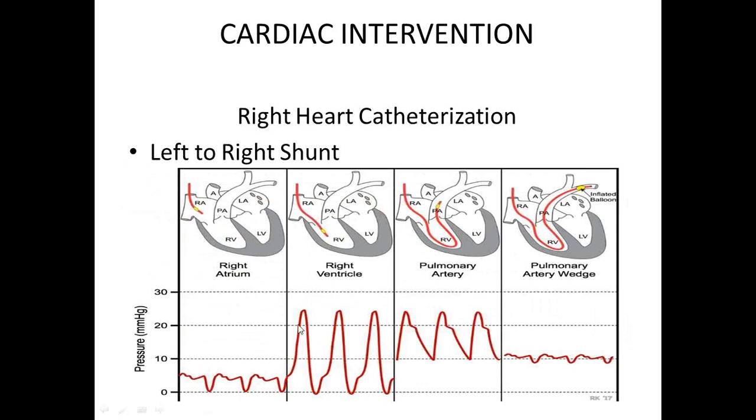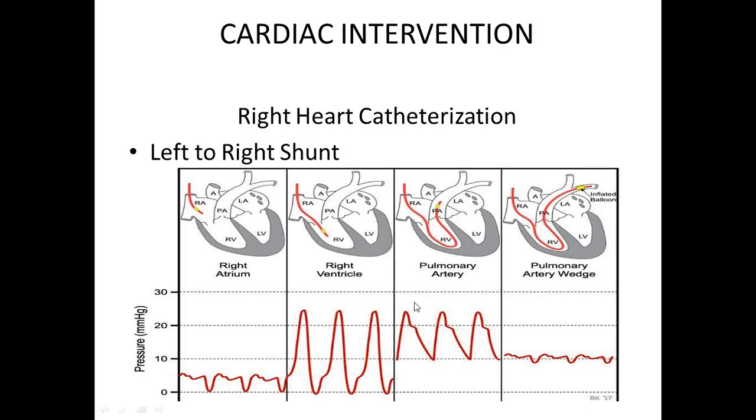And then once you move from your right atrium, you cross the tricuspid valve into the right ventricle. This is what the waveform looks like. So you have to be familiar with the waveforms. You're going to have a systolic and a diastolic pressure. The systolic pressure is probably 25 to 30. Diastolic pressure in the right ventricle is very low. And then you move your catheter now and you enter your pulmonary artery.